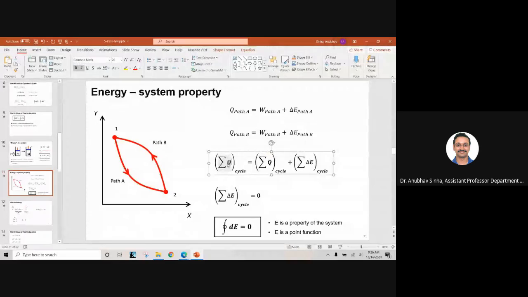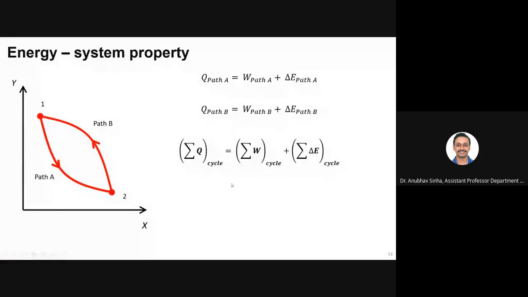Q is equal to... okay. So heat supplied to the system is equal to total work done plus delta E in the cycle. Everyone is okay with this equation? Yes, sir.